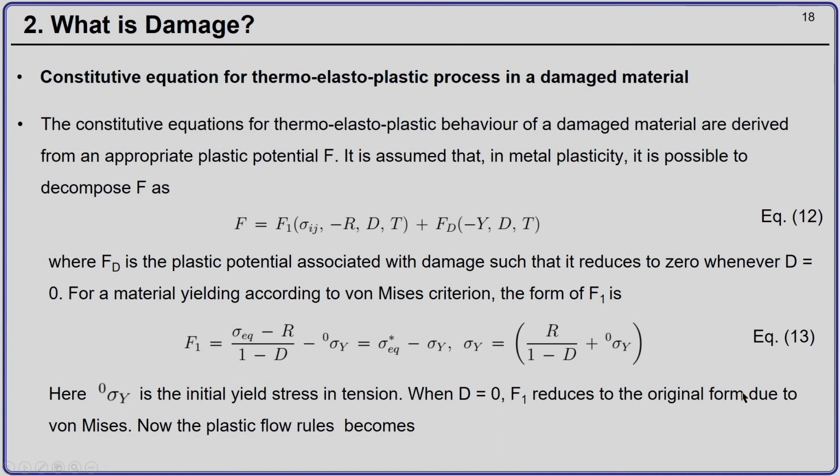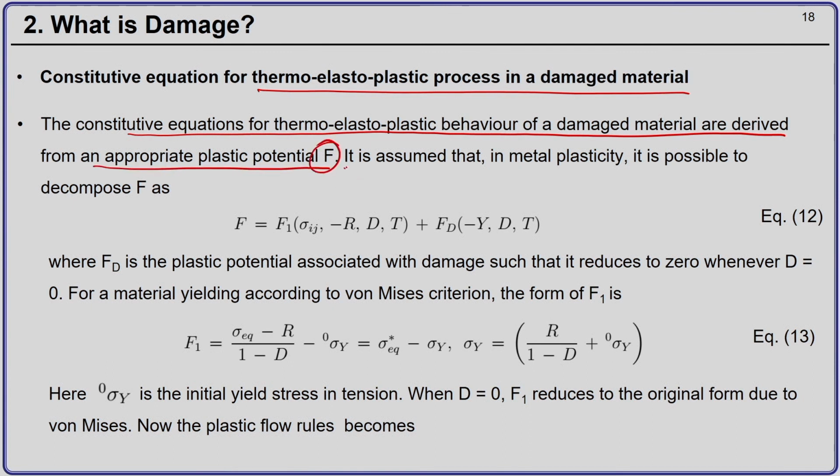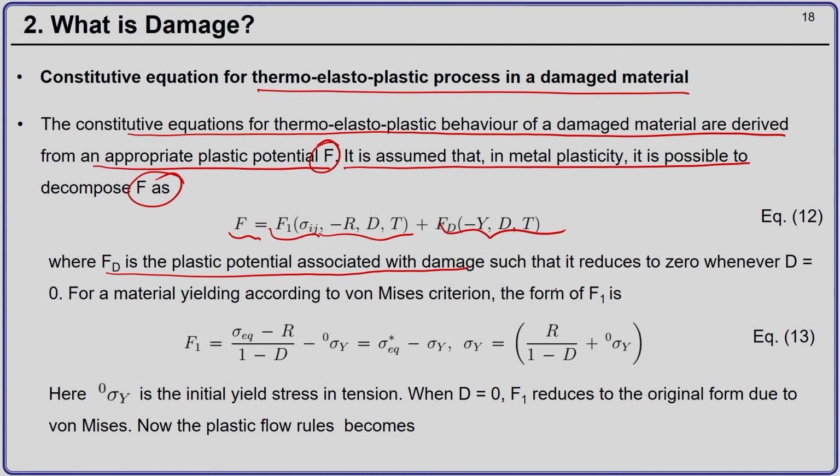Now, the constitutive relation for a thermoelastoplastic process in the damaged material can be obtained as follows. The constitutive equations for the thermoelastoplastic behavior of a damaged material are derived from an appropriate plastic potential F. It is assumed that in metal plasticity it is possible to decompose F into two parts, one which is the plastic potential associated with the damage, F_d, and one which is F1. Now, F_d is the plastic potential associated with damage such that it reduces to 0 whenever d is equal to 0.